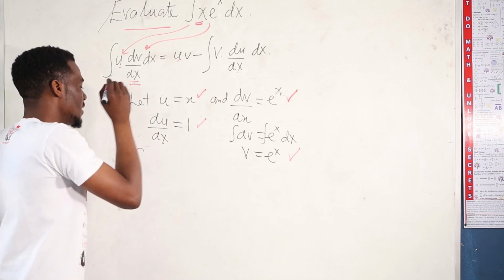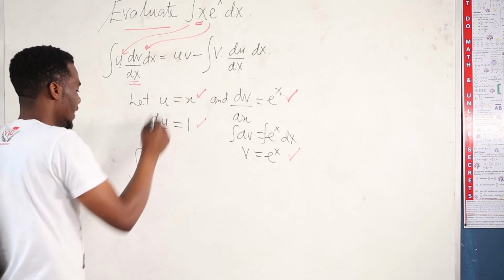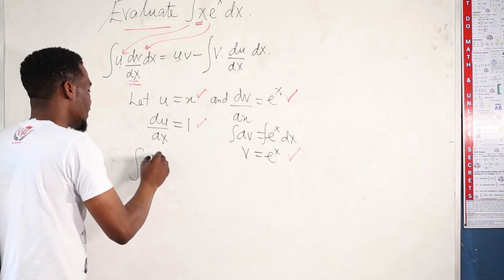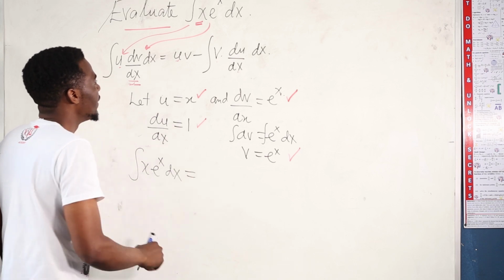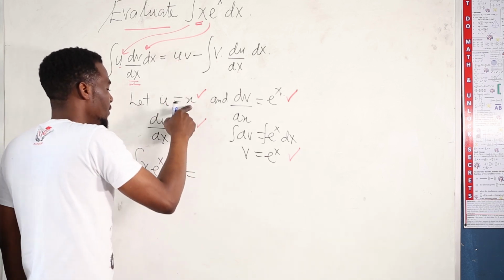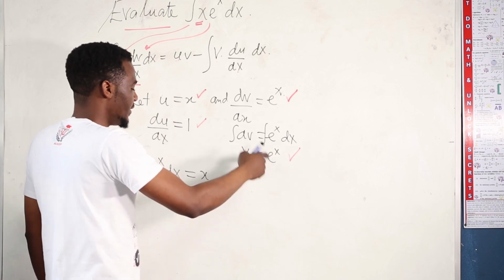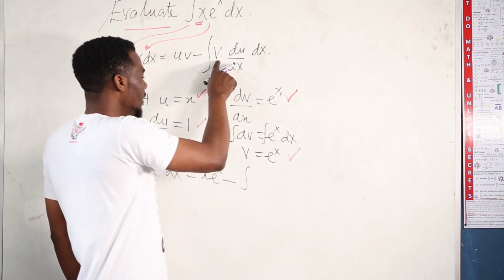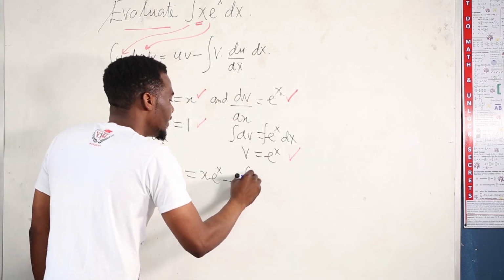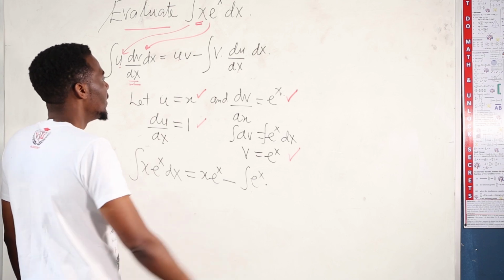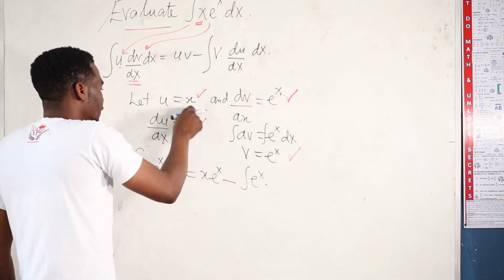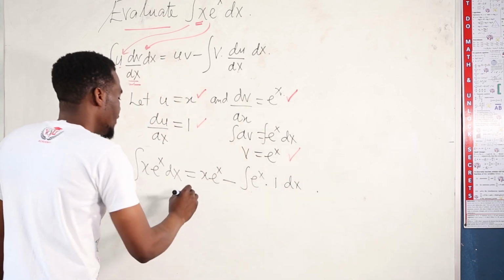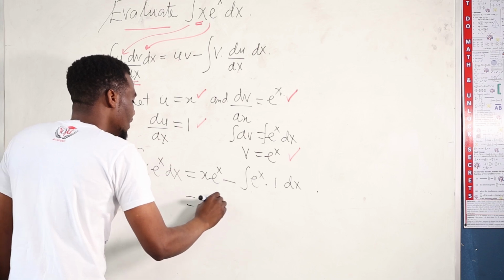The next procedure, we now say the integral of who is u, it's x, and who is dv/dx, it's e to the power of x dx, is equivalent to who is u, we've already calculated u, it's x, and who is v, we've calculated v, it's e to the power of x, minus the integral of what? Who is v, we've already calculated v, it's e to the power of x, times who is du/dx, we've deduced here that du/dx is 1 with respect to x.